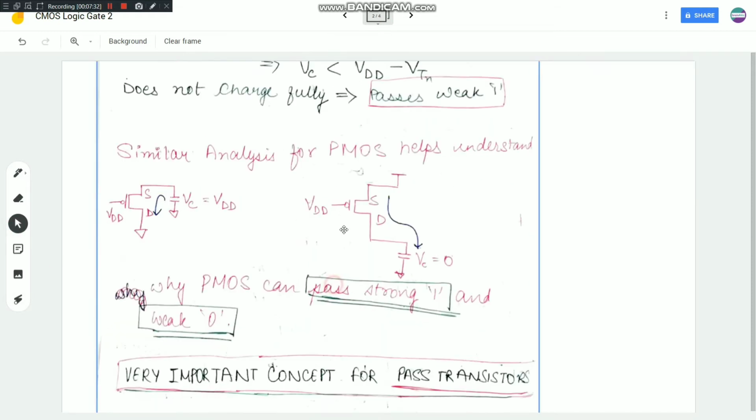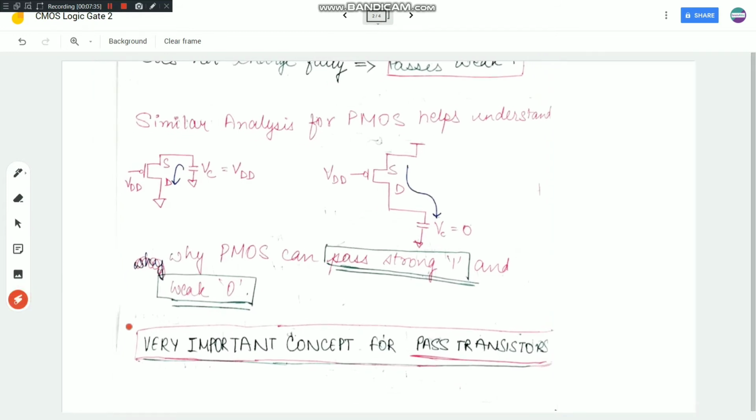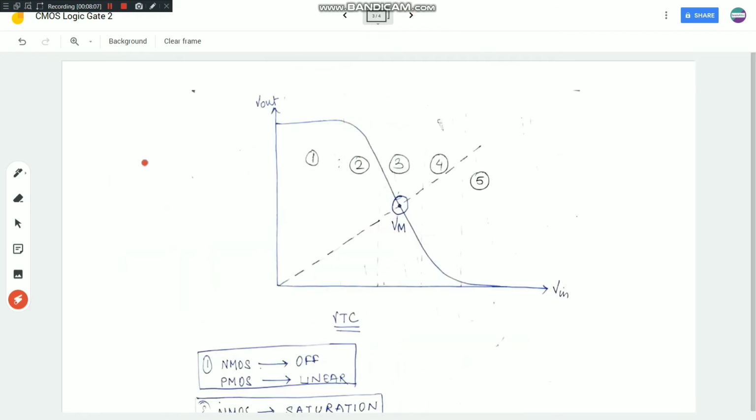Now every time I give a bonus point to you again in this lecture, this is a very important concept for pass transistors understanding. So pass transistors are almost similar like this. There's a transistor just connected with a voltage on the gate and a voltage on the drain, and you expect some voltage to appear on the source side. Now this may change according to the configuration, but this concept remains strong enough for pass transistors. Let's move forward.